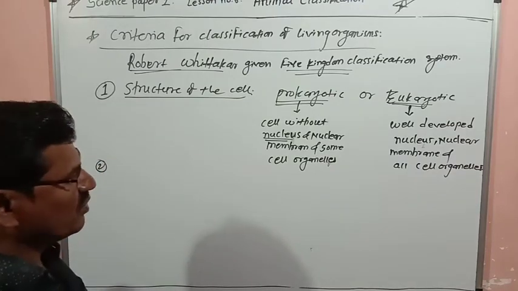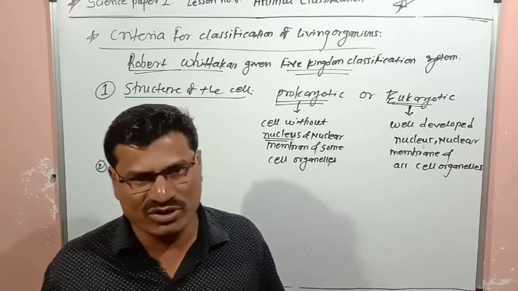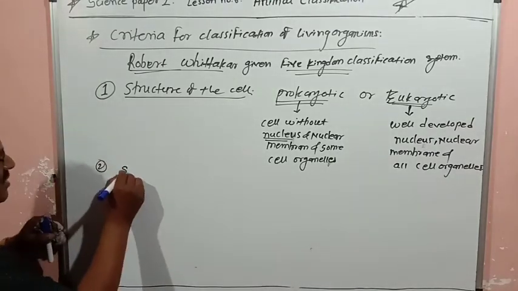The second criterion used for classification is the structure of organisms.